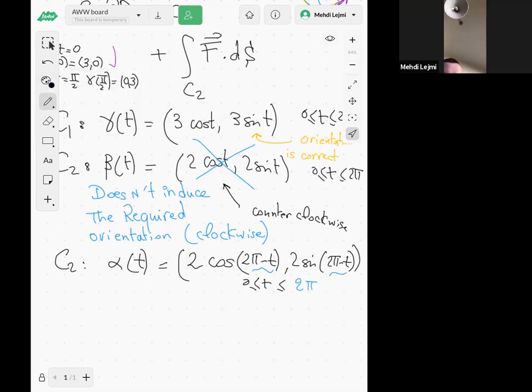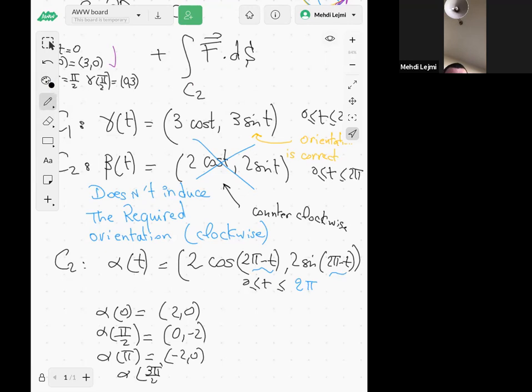But my point is, if you do alpha 0, that would be (2, 0). But if you do alpha pi over 2, I claim that this would be (0, -2). And if you do alpha pi, that would be (-2, 0). If you do alpha 3 pi over 2, that would be (0, 2). Of course, alpha 2 pi would be the same as alpha 0, right?